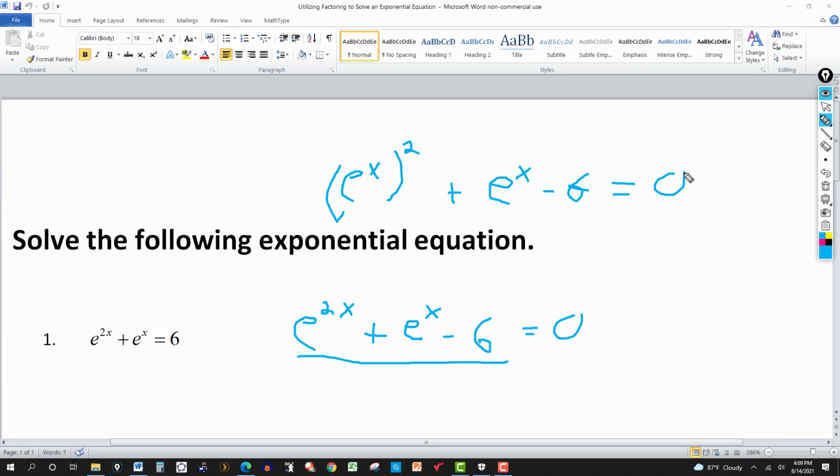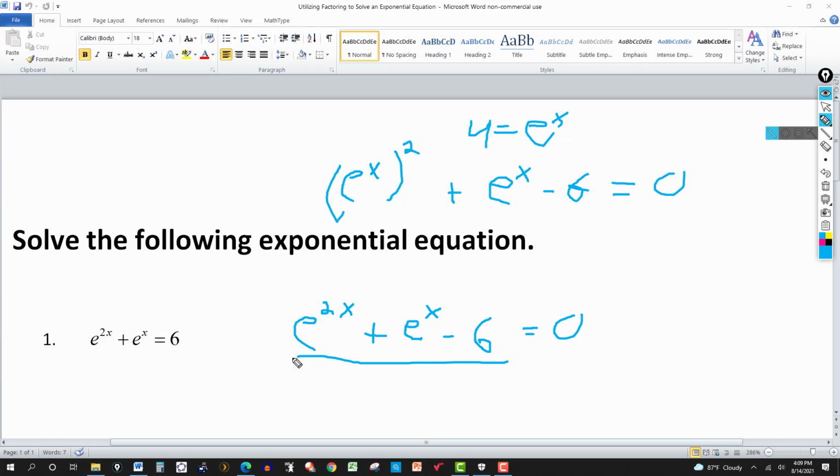Now you could use a u substitution if you wanted to here and say, well, let u equal e to the x, then this is just u squared plus u minus 6 equals 0. So it's a quadratic in u. And then you could solve for u, replace the u by e to the x, and get your equations. But I don't think I had to do that. I could just go ahead and factor this the way it is.